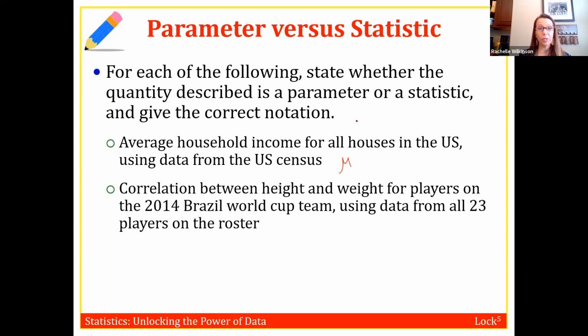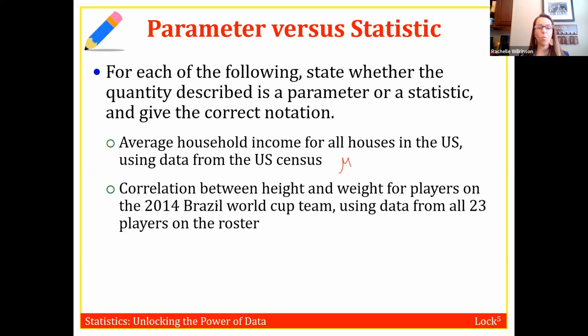Good, so this is a parameter because we want to know the correlation of height and weight for players on the World Cup team, and we use data from all the players on the World Cup team. So we have information on the whole population. Our population is only 23 people in this case. So we are dealing with a parameter, okay?